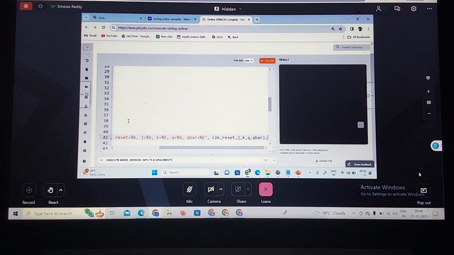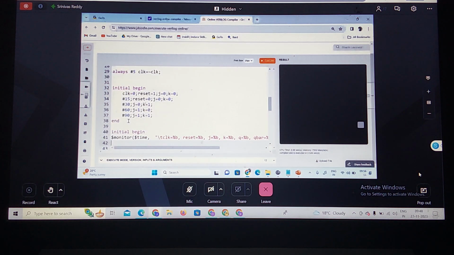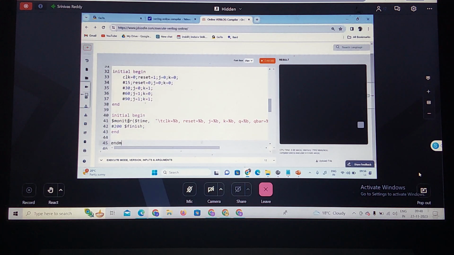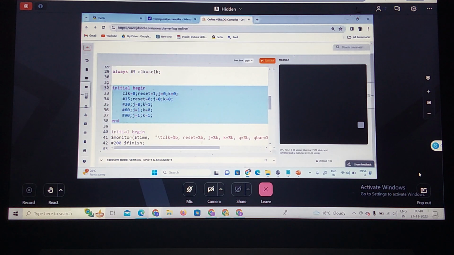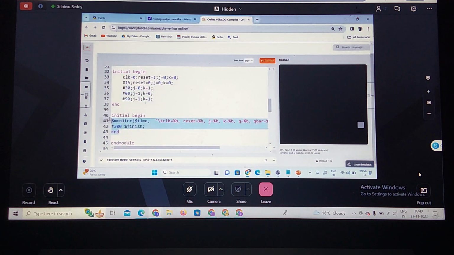Then let me finish this with dollar finish. Then end this initial begin. And what do I need to do? End the module. This is correct. This always block is used for generating a clock of time period 10. And this initial block I'm using to initialize the values. Then this initial block I'm using for monitoring the values. Okay, then I'm going to end the module.